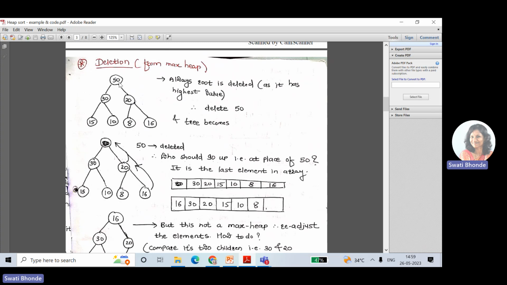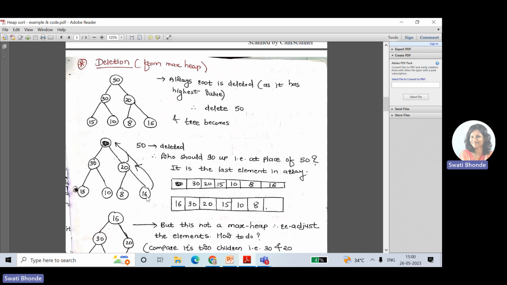And if I delete 50, the next question that immediately comes to mind is who will take the place of 50, that is, the root. So always remember that just like insertion happens at the end of the array, similarly for deletion, the last element in the array will take the place of the root. We can see here, in the tree representation also, that 16 is the last element in the tree.